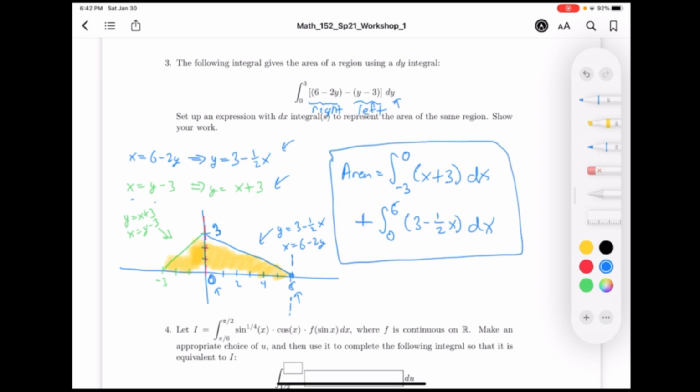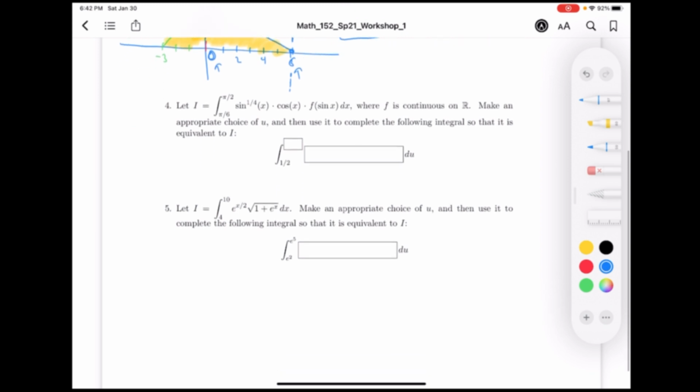Okay, question 4. We're given an integral and we're asked to make an appropriate choice of u to complete the integral so that it looks like this. And of course I've anchored you to what the choice of u has to be by saying that once I choose u, if I plug pi over 6 into that choice, I should get 1/2. Because we have to change the limits of integration from values of x that you see here. These are x, and I have to change them so that they're values of u instead.